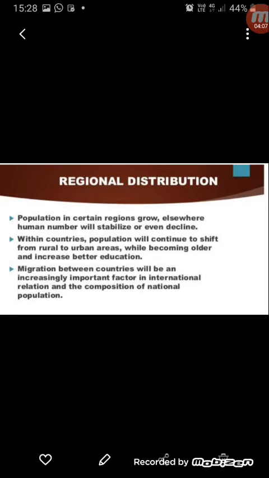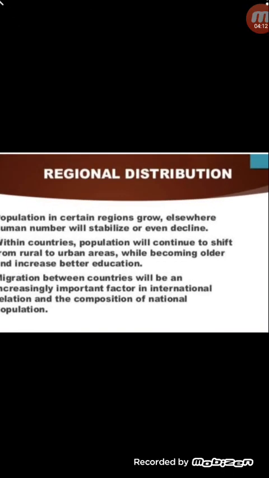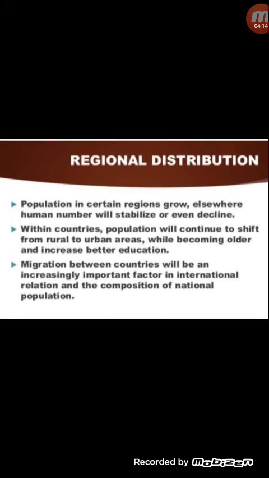Now we say that population is unevenly distributed all over the world. Now what is the regional distribution of population? Population in certain regions will grow, elsewhere human numbers will stabilize or even decline. Within countries, population will continue to shift from rural to urban areas while becoming older and better educated. Migration between countries will also be an increasingly important factor in international relations and the composition of national populations.